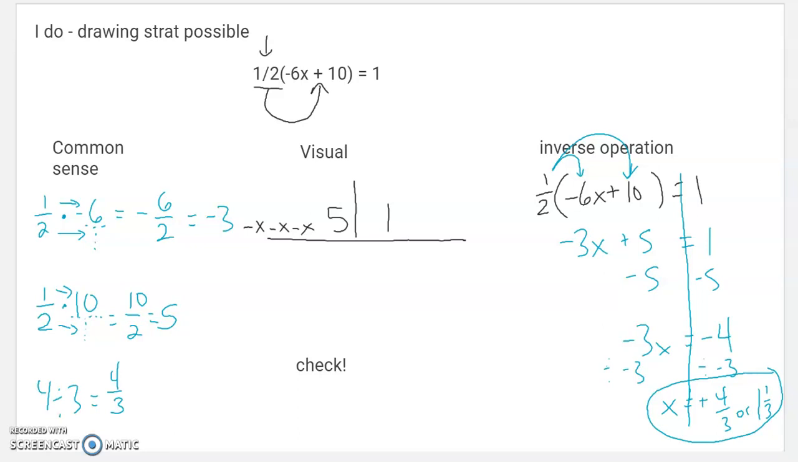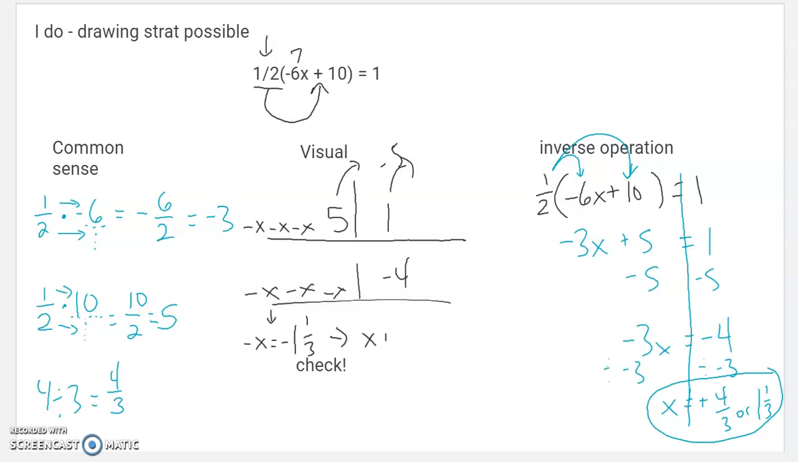Now, again, I chose a number where that worked. If this had been a 7 instead, and I said, well, what's half of 7 of them, then it gets harder because it doesn't work out evenly. But sometimes the drawing strategy can help. Negatives, and now I'm ready to treat it just like this, right? Take away 5, take away 5. 3 of those equals negative 4. And each of those would be opposite of x. Each opposite of x would be negative 1 1/3, which means x would be positive 1 1/3.